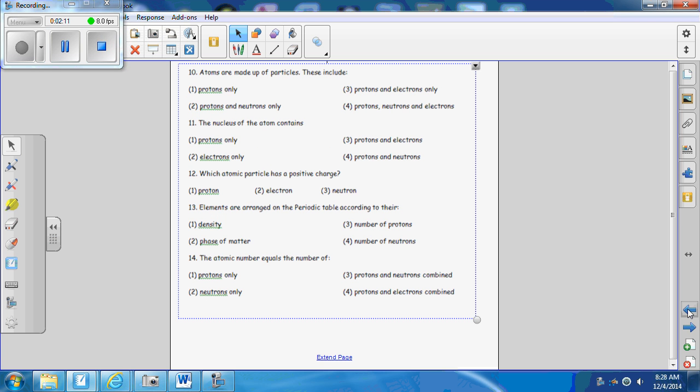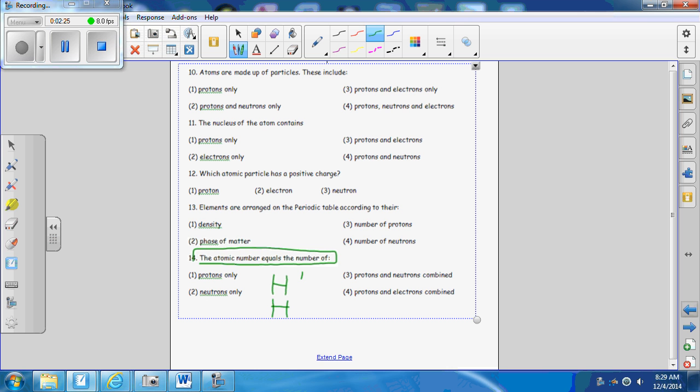Okay. Question number 14. The atomic number equals what? What does the atomic number equal? Be careful. The atomic number for hydrogen is 1. The atomic number for helium is 2. So this number up here equals the protons and the electrons also if the atom is neutral, but none of them say that choice. This is telling you protons and electrons combined, so we add them up. So if I have 1 proton and 1 electron, that would mean the atomic number is 2. So that can't be right because this is the atomic number, 1. And it has 1 proton and 1 electron.